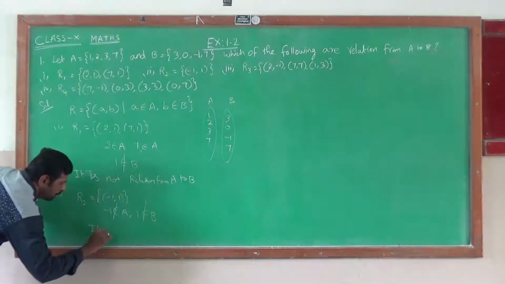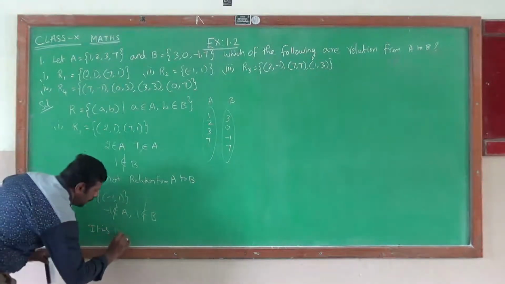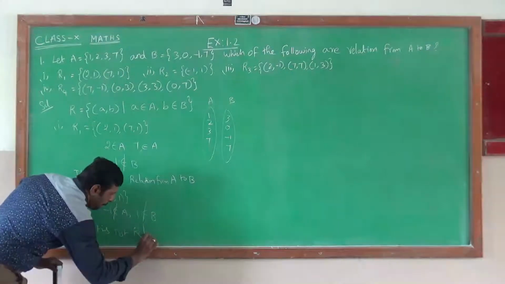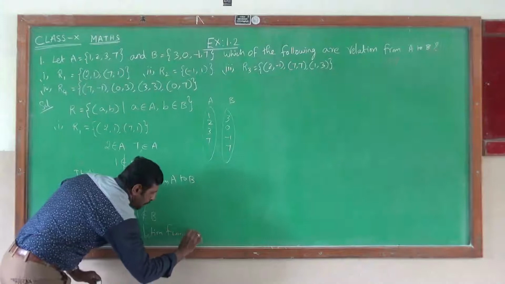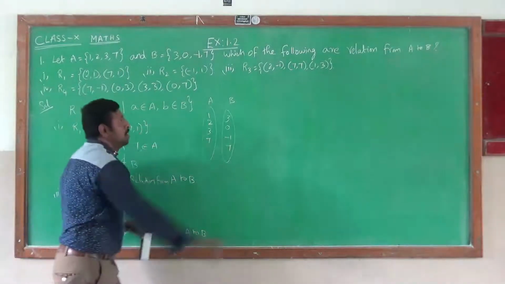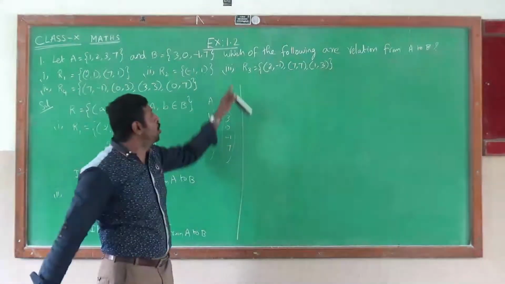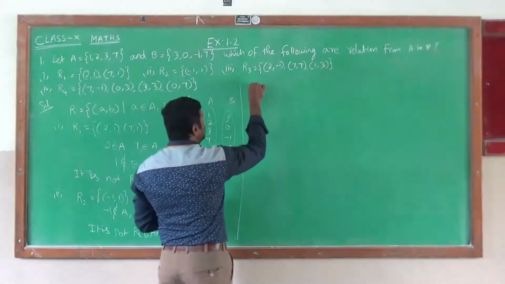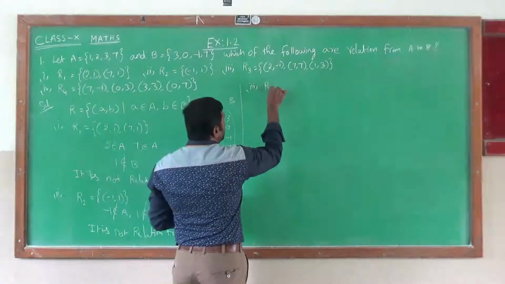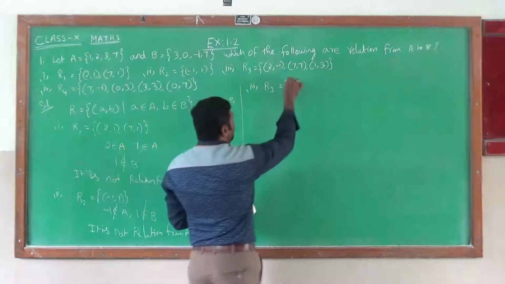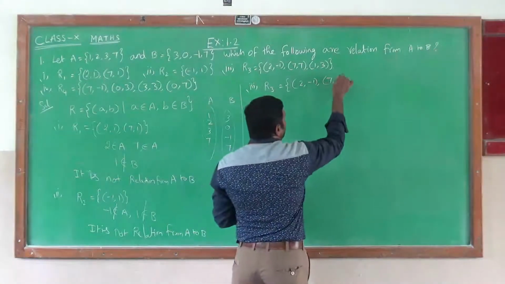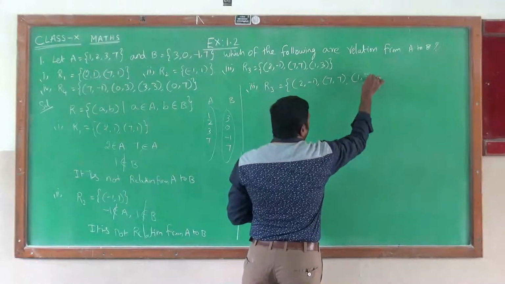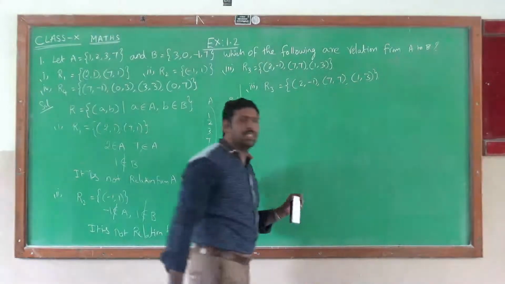Therefore, it is not a relation from A to B. Next, the third problem, number 3, is given as R3. The relation is R3. The ordered pairs are (2, minus 1), (7, 7) and then (1, 3). These are the three ordered pairs.